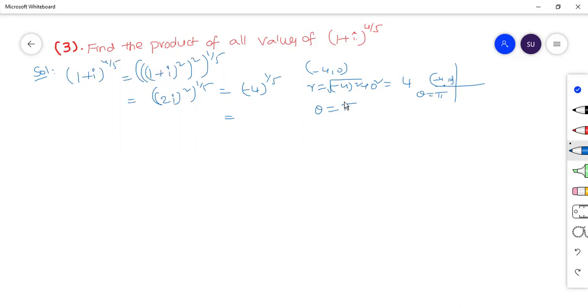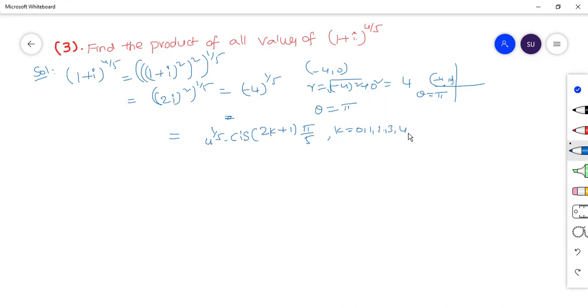Theta is equal to pi. Now we will write according to the formula, minus r power, that is 4 power 1 by 5 into cis of (2k pi plus pi), that is (2k plus 1) into pi by 5. I have written this directly. The k values are 0, 1, 2, 3, 4.